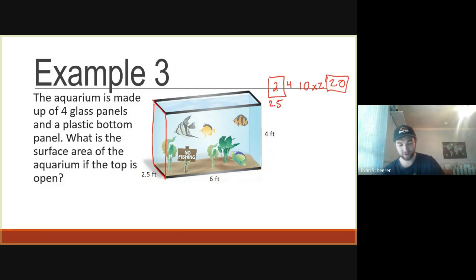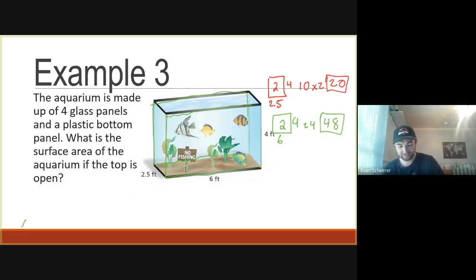All right, so we found those 2 sides. So let's go ahead and do this front side and the back side, right? Well, the front side is 6 by 4. So that's 24. There's 2 of them, a front and the back. If we double it, 6 times 4 is 24. Double 24, we get 48.